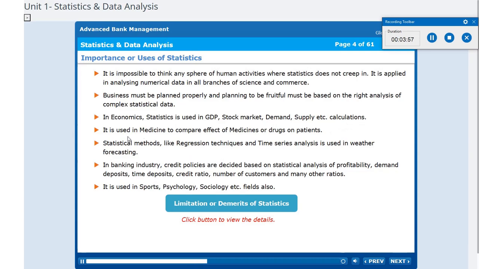calculations. It is used in medicine to compare the effect of medicines or drugs on patients. Statistical methods, like regression techniques and time series analysis, are used in weather forecasting. In the banking industry, credit policies are decided based on statistical analysis of profitability, demand deposits, time deposits, credit ratio, number of customers and many other ratios. It is used in sports, psychology, sociology etc. fields also.